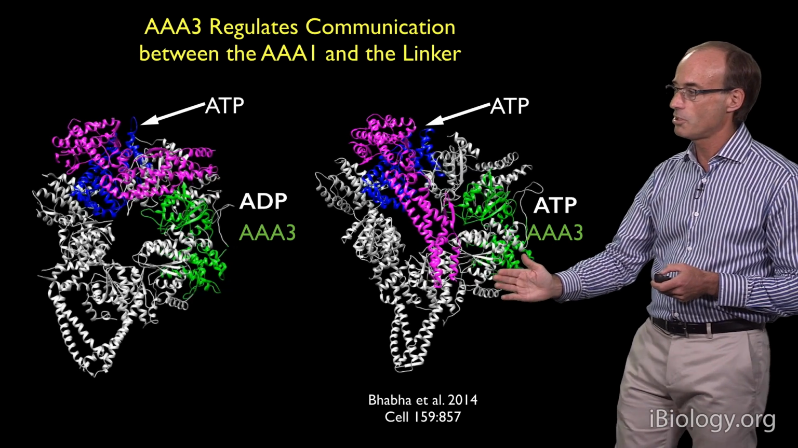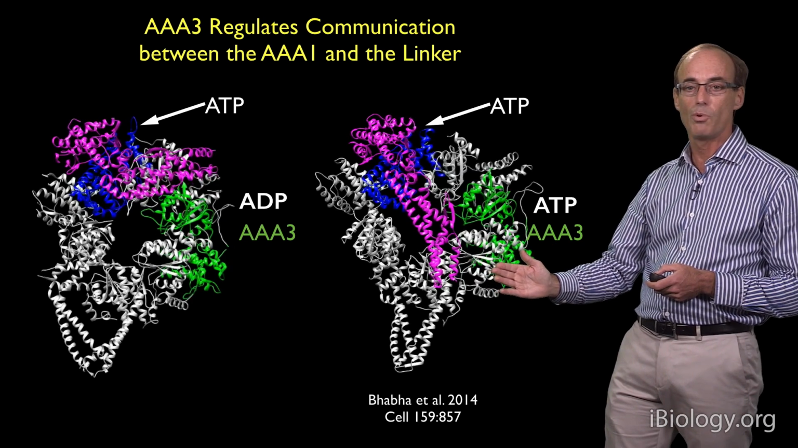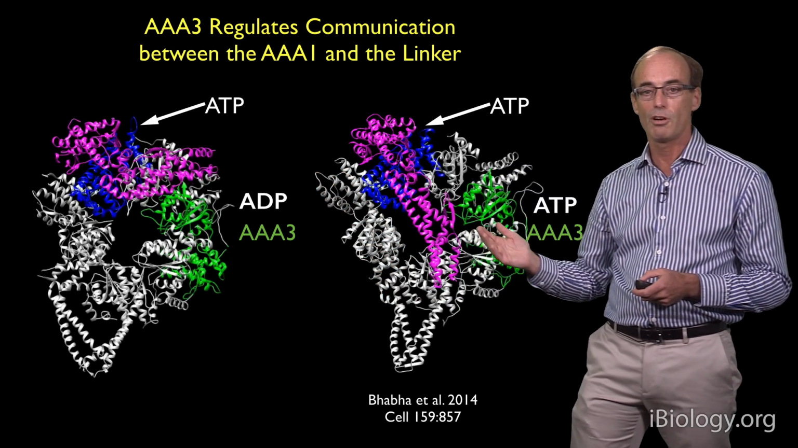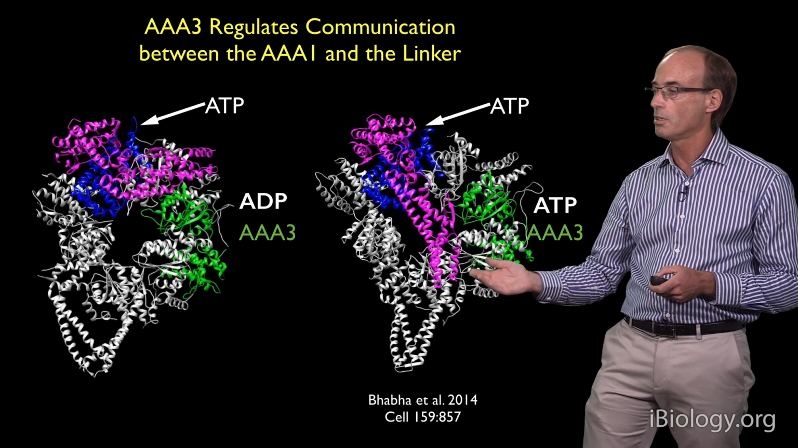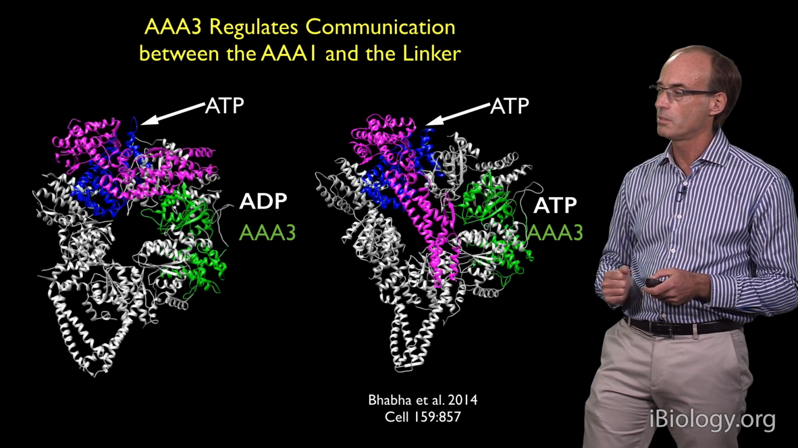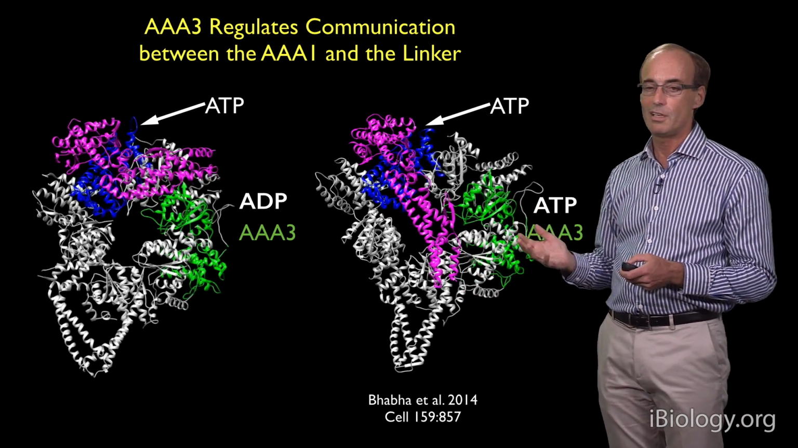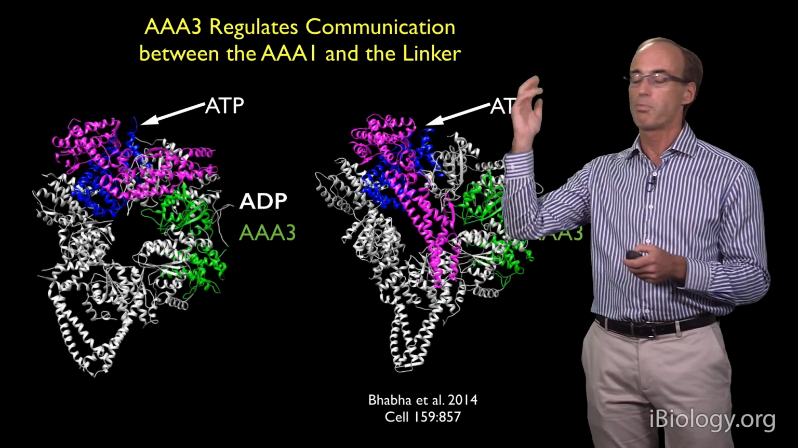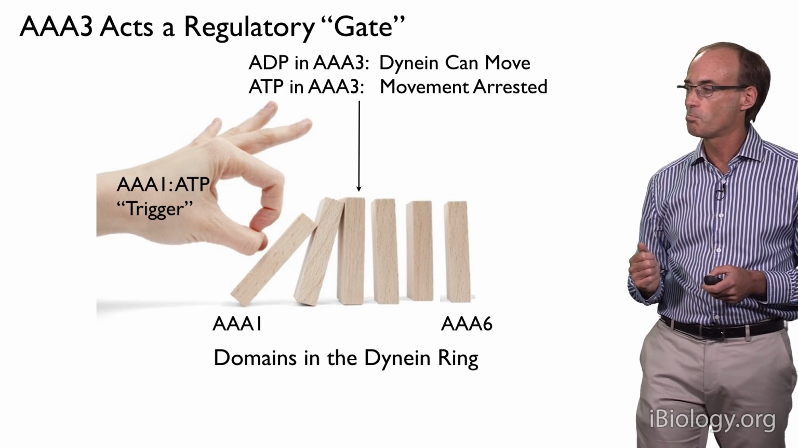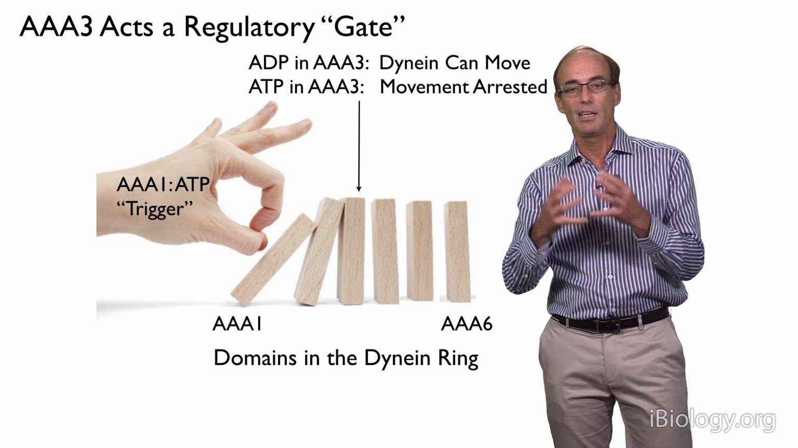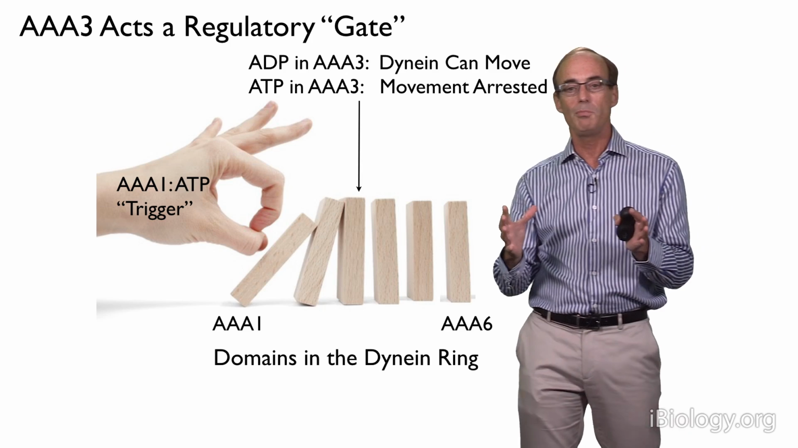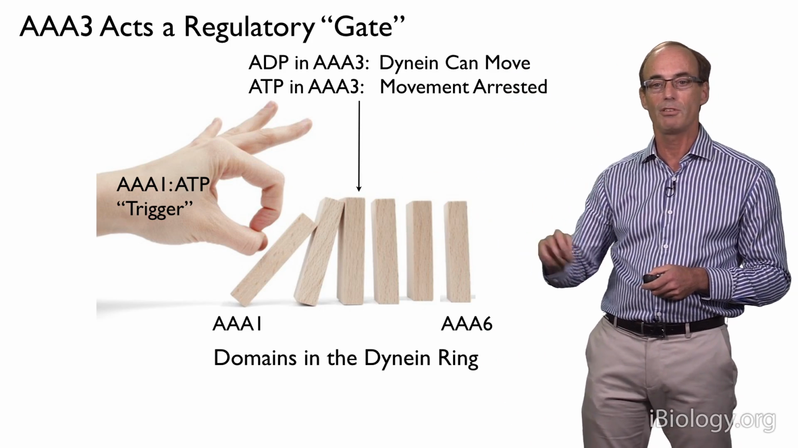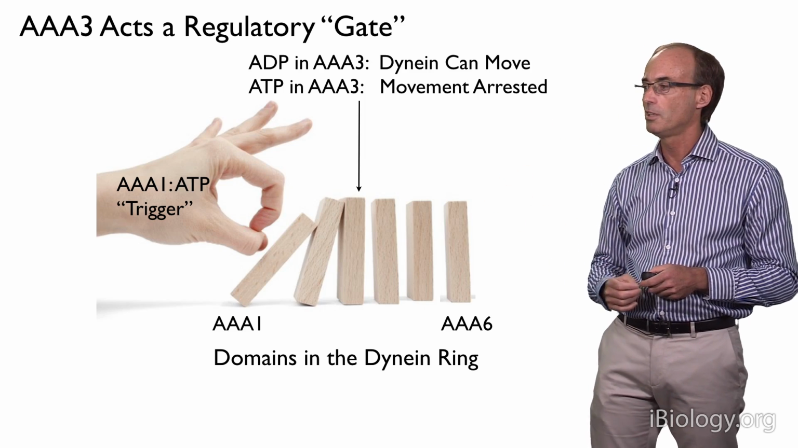But the conformational change stops at about AAA4 and doesn't get propagated around the rest of the ring, and never causes a conformational change in the linker or in the stalk domain. So AAA3 is, in fact, blocking the conformational change and preventing it from propagating throughout the ring. So the way I like to think about this is that AAA3 seems to be like a gate that controls the propagation of the conformational change throughout the dynein ring.